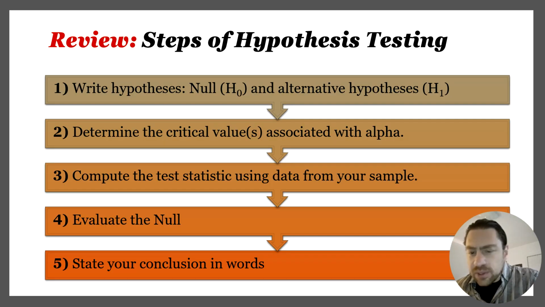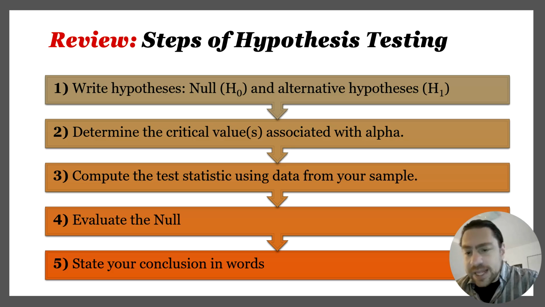Okay, so I think the best way to learn is to just jump in, get our hands dirty, and run a hypothesis test from start to finish. And of course, we'll be using the same 5 steps that we introduced in the previous lecture. So step 1, write the hypotheses, the null and the alternative. Step 2, determine the critical value or values associated with your alpha level. Step 3, compute the test statistic using the data in your sample.